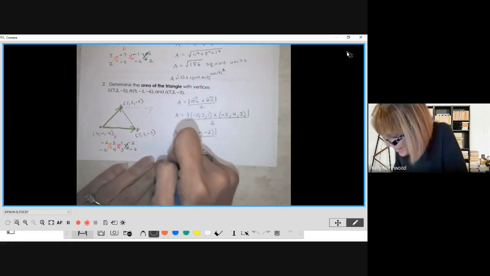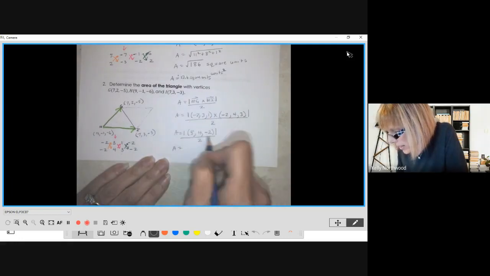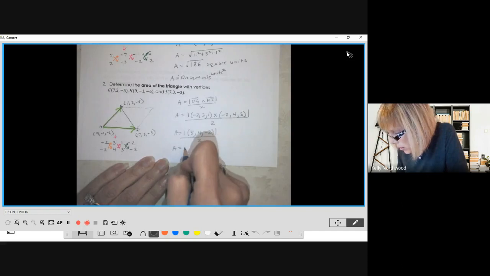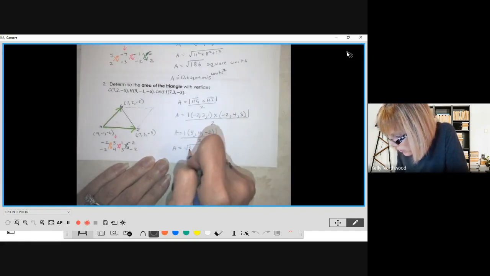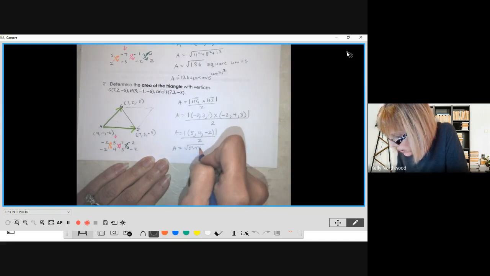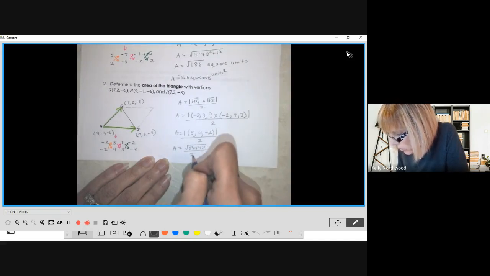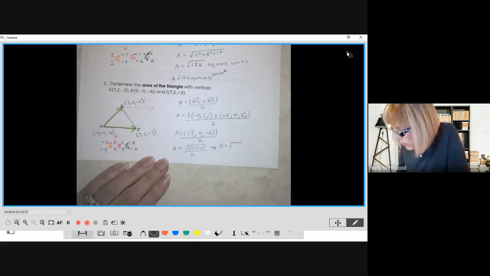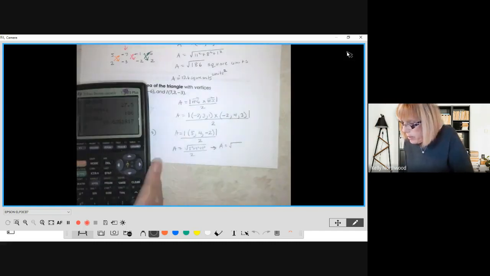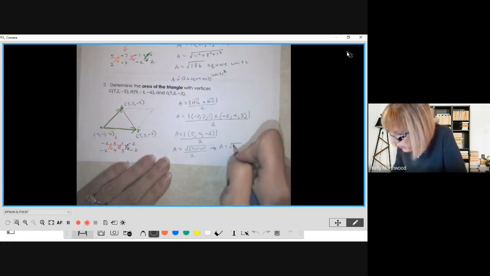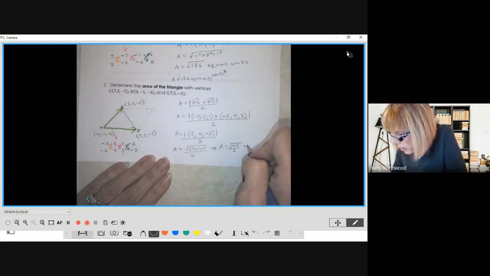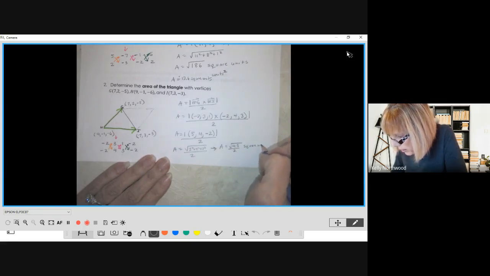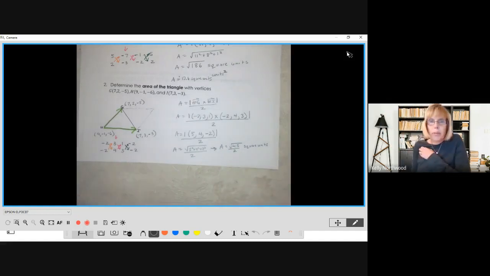Okay, so then we're going to take the magnitude of the cross product, so the square root of 5 squared plus 4 squared plus 2 squared over 2. So the area is the square root of, what is that, 25 plus 20, so 45. Square root of 45 over 2, and then square units because it's area again. Or you're welcome to find it approximately if you want to as well.